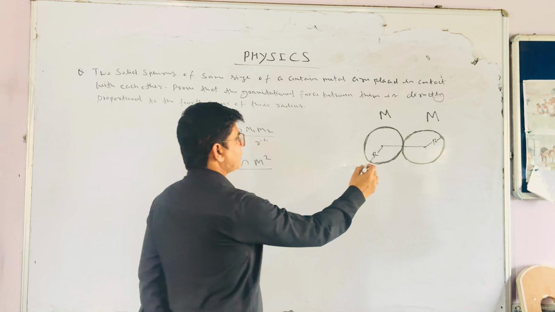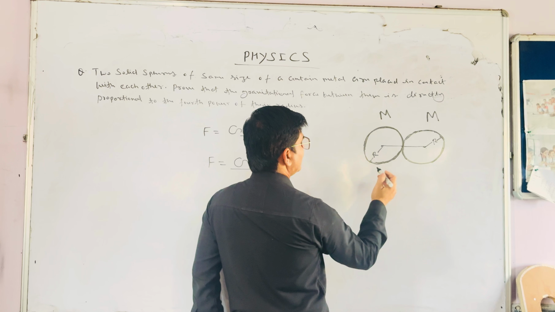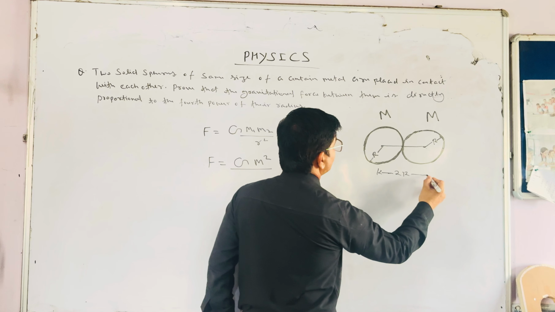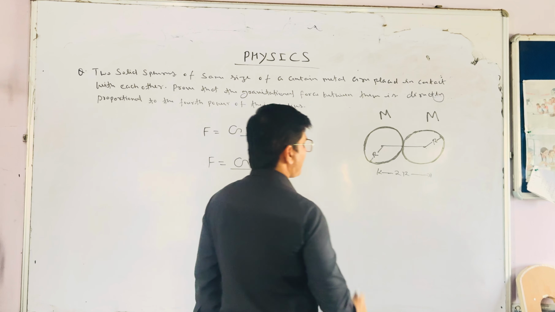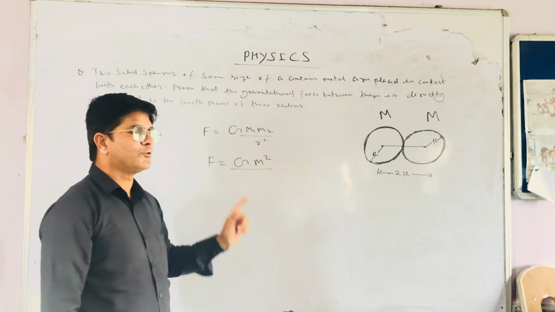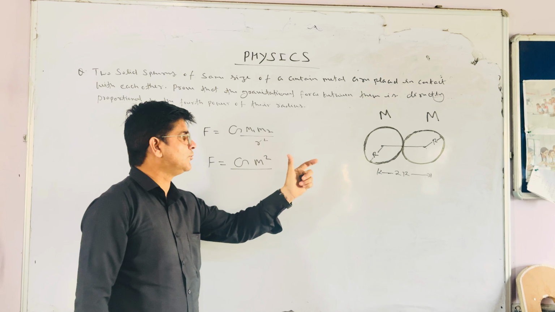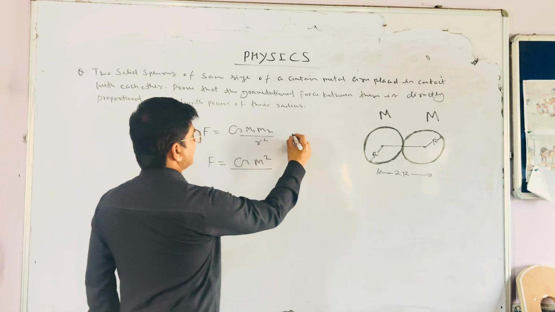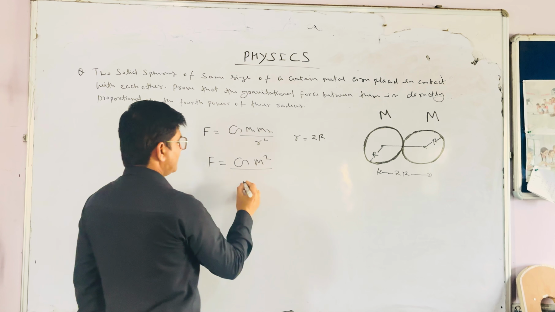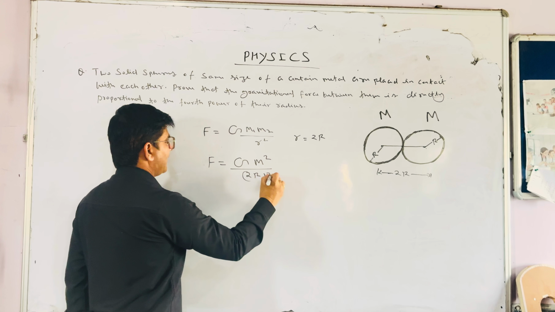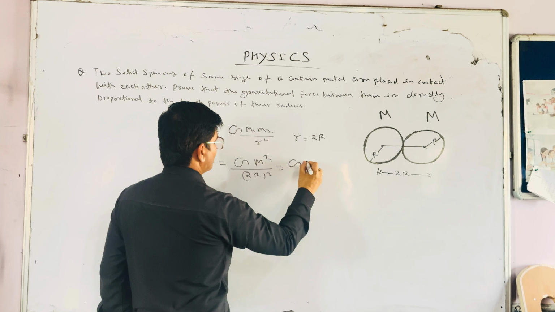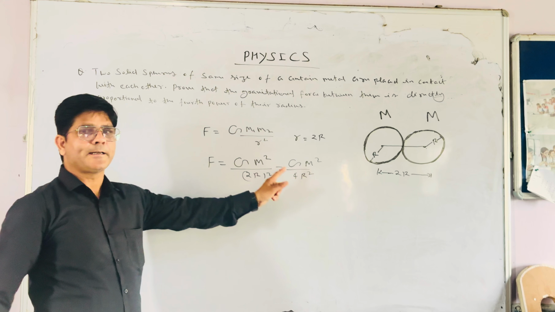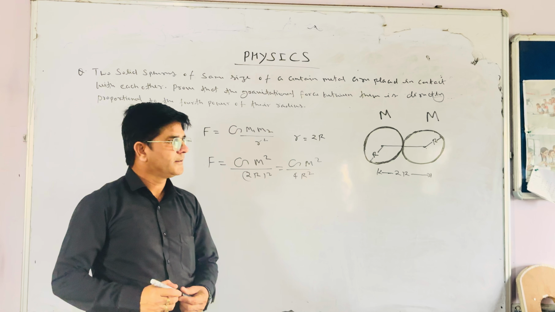Now see from the figure, the radius of each sphere is r, so the distance between them is 2r, which equals the sum of the radii of both spheres. So the distance between the centers of both spheres is 2r. Now here, in place of r, we have to put 2r. So this is 2r, and now G m square by 4r square. So this is the gravitational force between these two spheres.